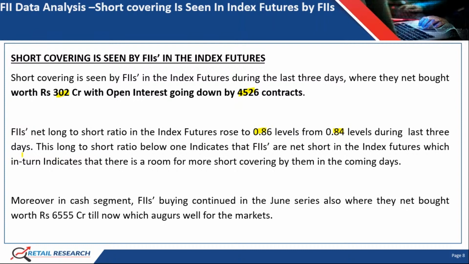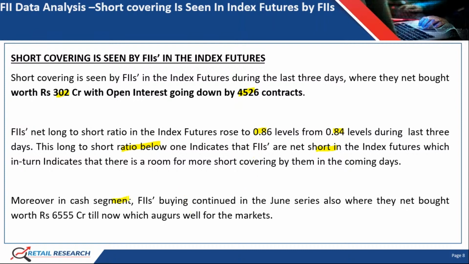So though it has moved up from 0.84 to 0.86, this long to short ratio by FIs is still below 1. This in turn indicates that FIs are still not net short in the index future, and if we were to see upward momentum in the Nifty, we may see short covering by them. So this could push Nifty towards higher levels. As of now, FIs are net short in the index future, which augurs well for the market, because if Nifty continues to do well, we might see short covering by FIs in the index future segment.